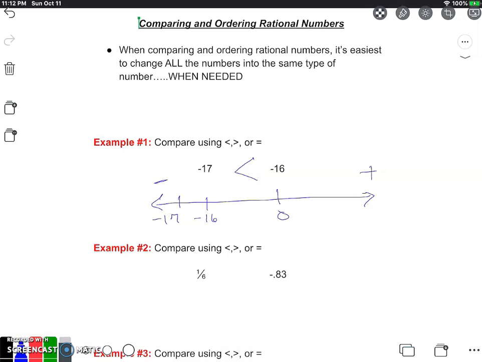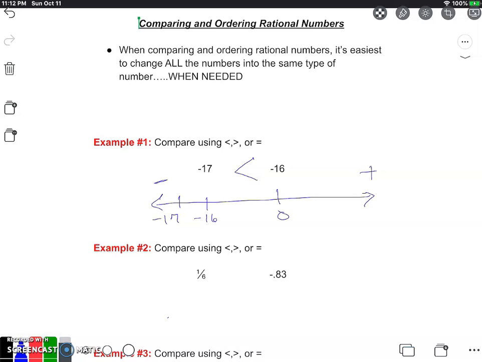We want to compare 1/6 and negative 8,300. I know some of you are saying, well, I don't know what 1/6 is as a decimal, so this is hard for me to compare. Well, if you look at your problem to begin with, you will notice that one of the numbers is negative and the other one is positive.